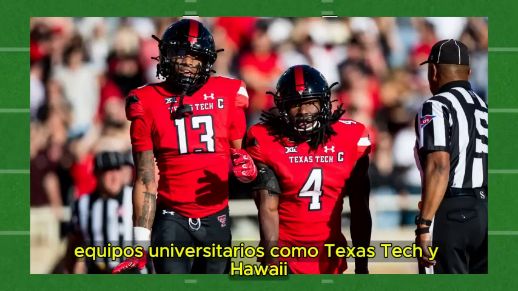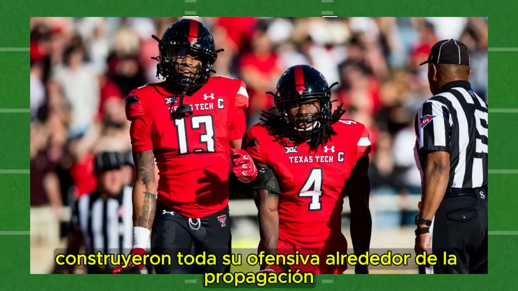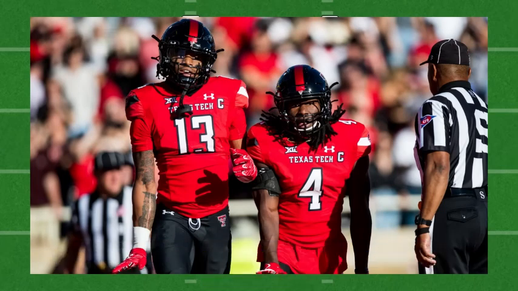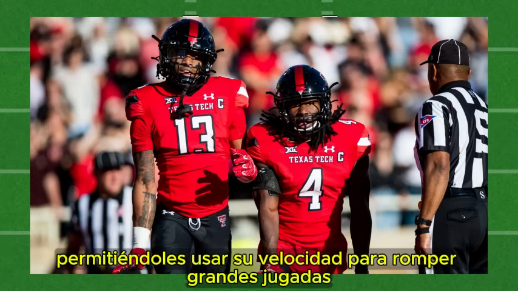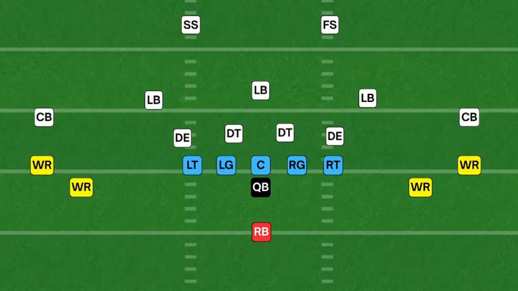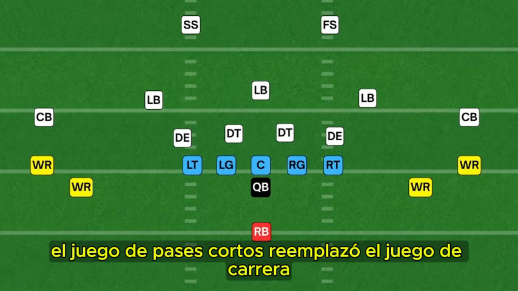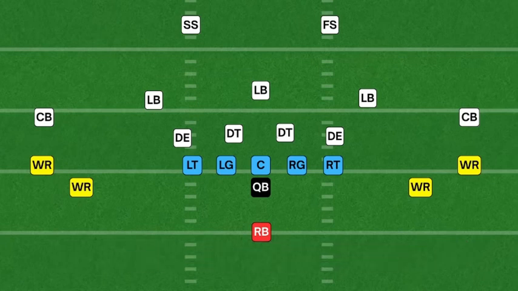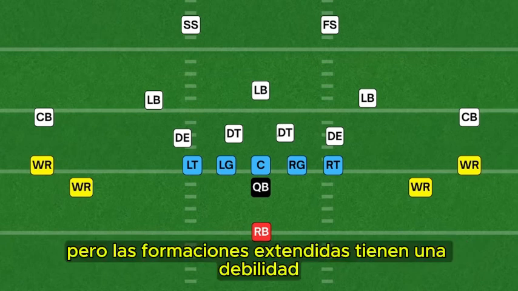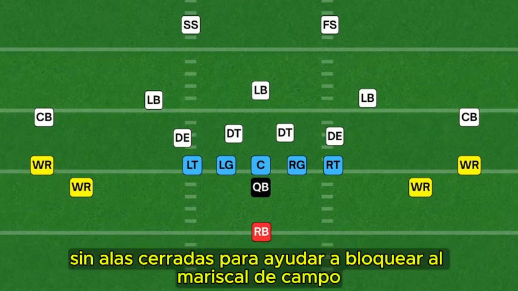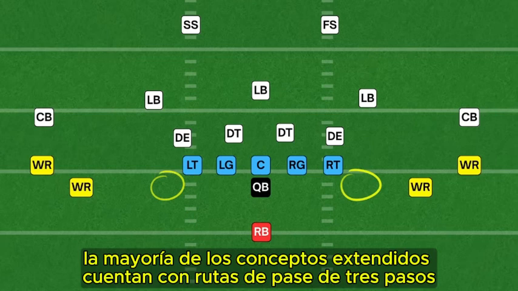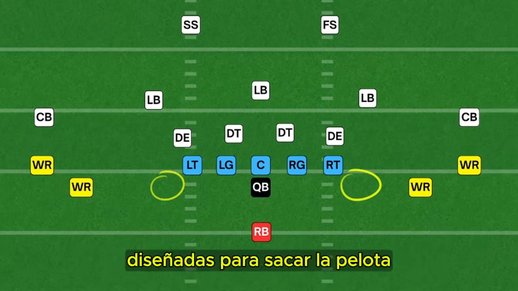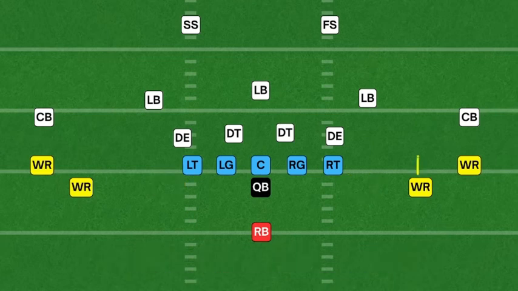College teams like Texas Tech and Hawaii built their entire offenses around the spread. They'd throw quick passes to receivers in space, letting them use their speed to break big plays. The short passing game replaced the running game in terms of ball control. But spread formations have a weakness: pass protection. With no tight ends to help block, the quarterback better get rid of the ball fast. Most spread concepts feature 3-step passing routes designed to get the ball out in under 2.5 seconds.